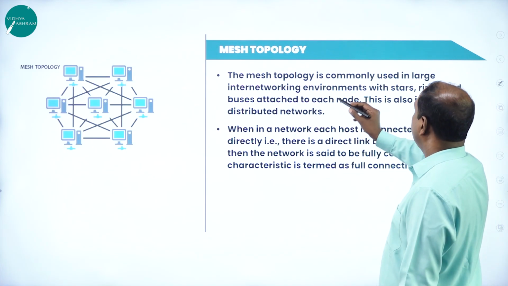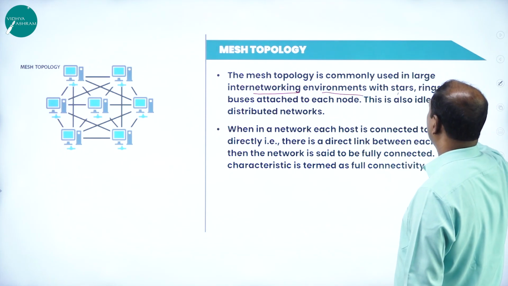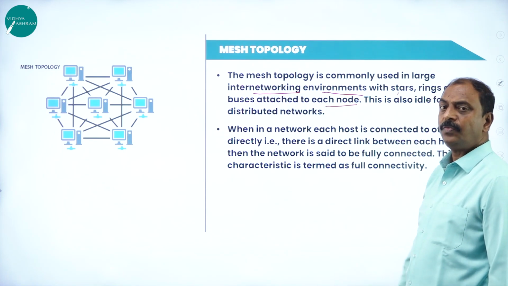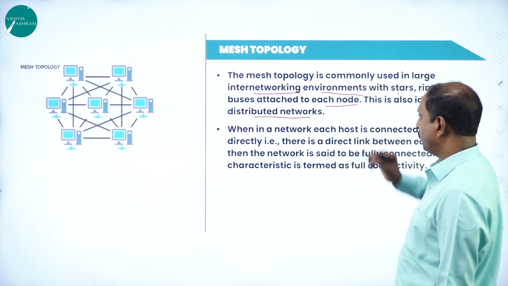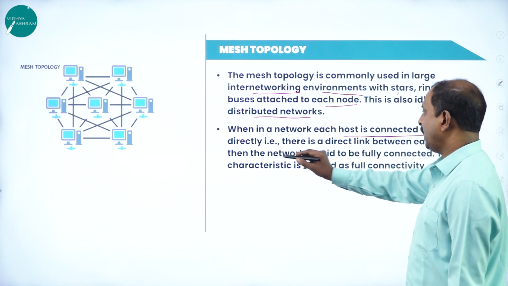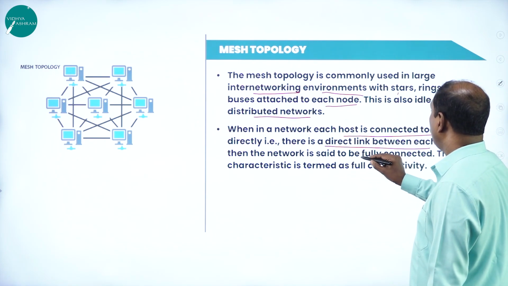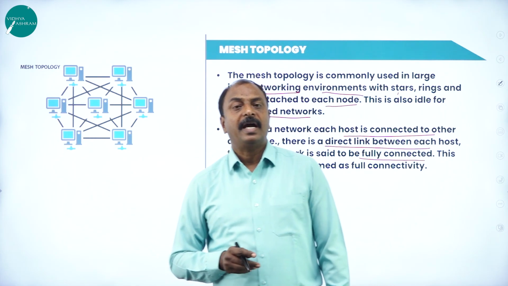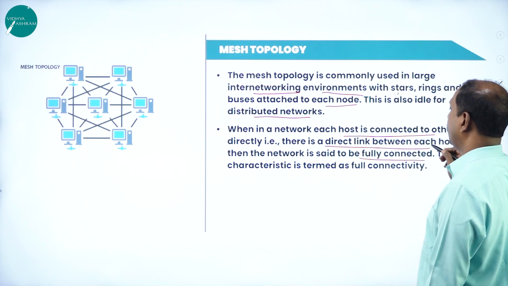The mesh topology is commonly used in large internetworking environments with stars, rings, and buses attached to each node. And here it is also a combination of different topologies. This is also ideal for distributed networks. When in a network each host is connected to the others directly, there is a direct link between each host, then the network is said to be fully connected. So if all the nodes are individually connected to all other nodes, then it is called fully connected.